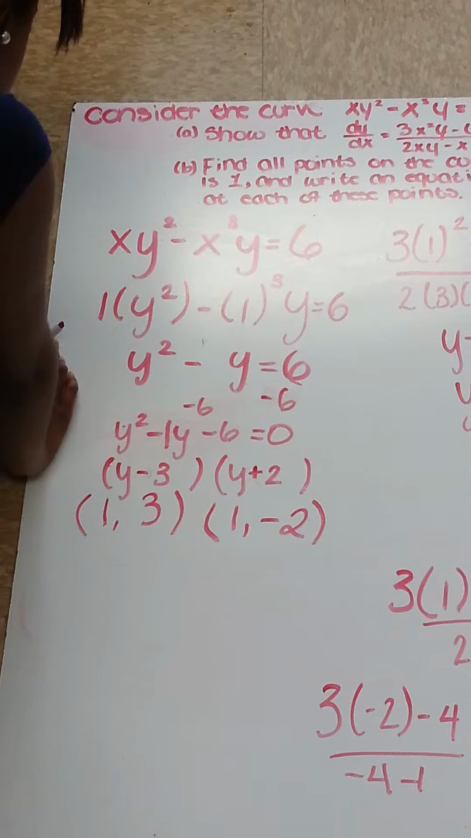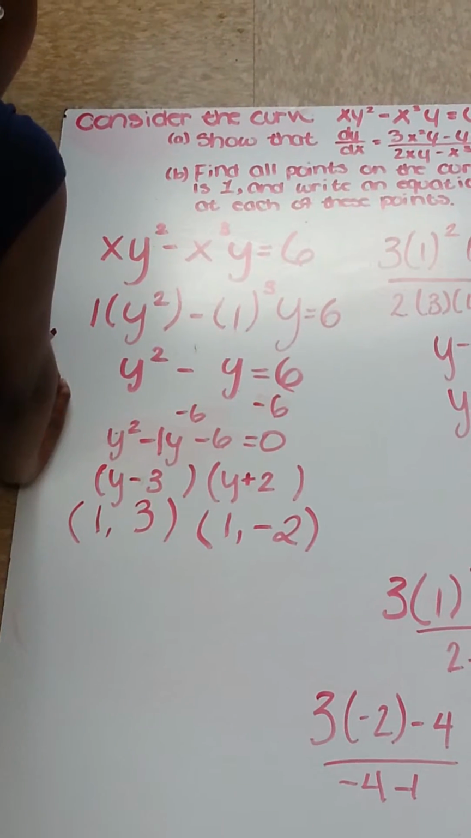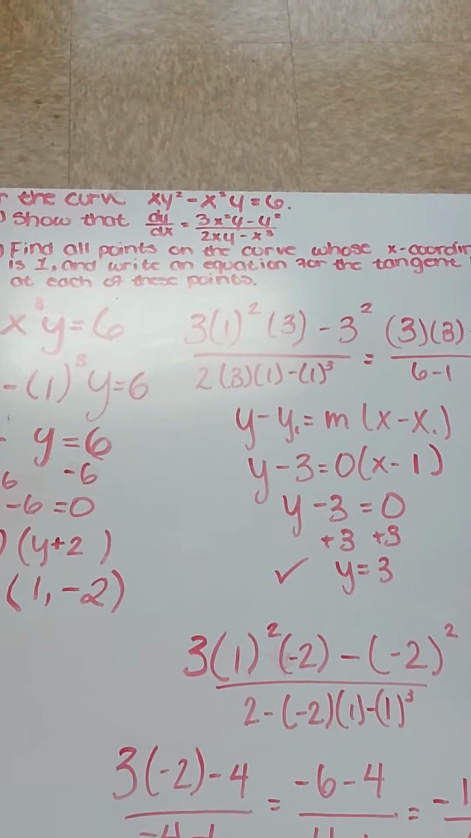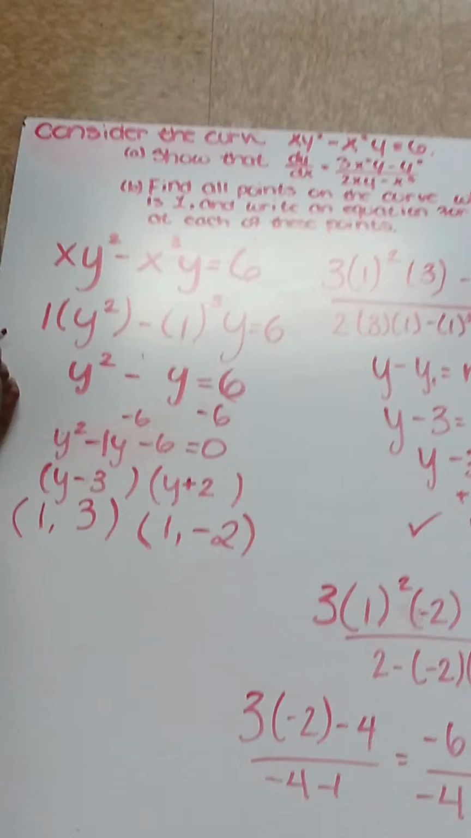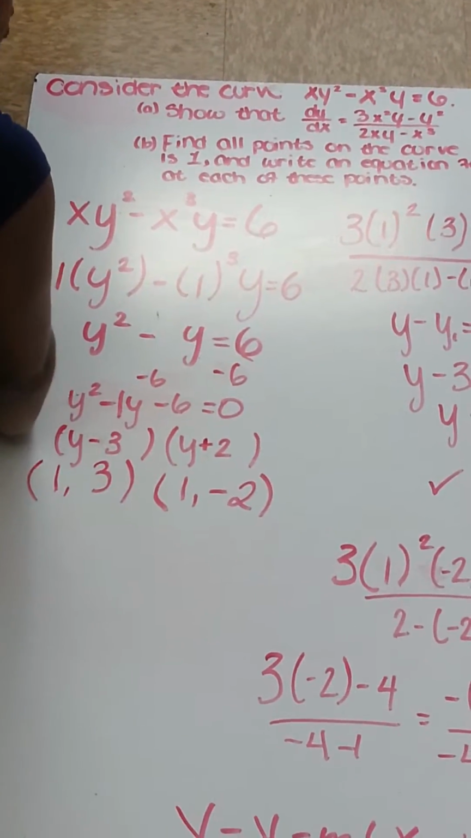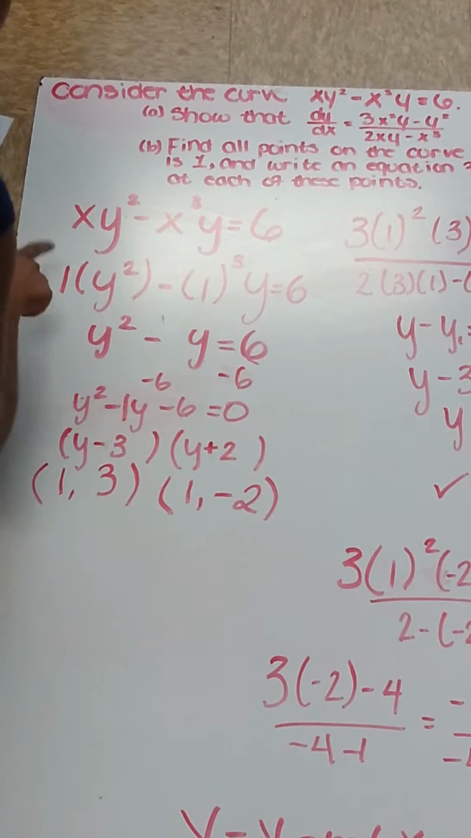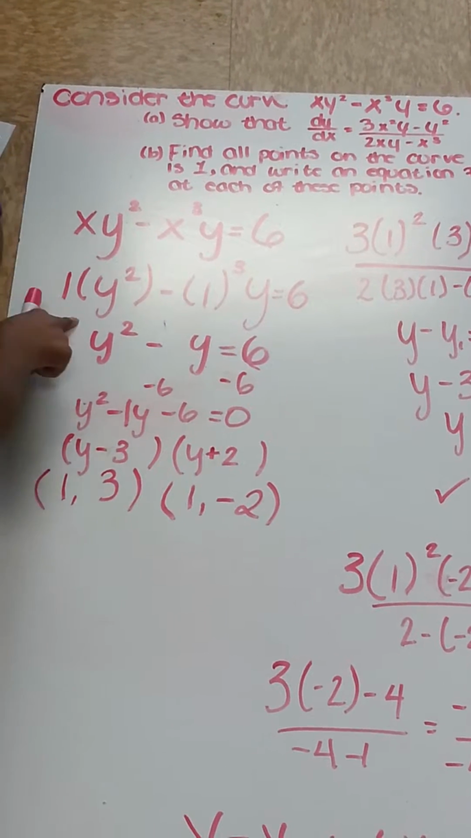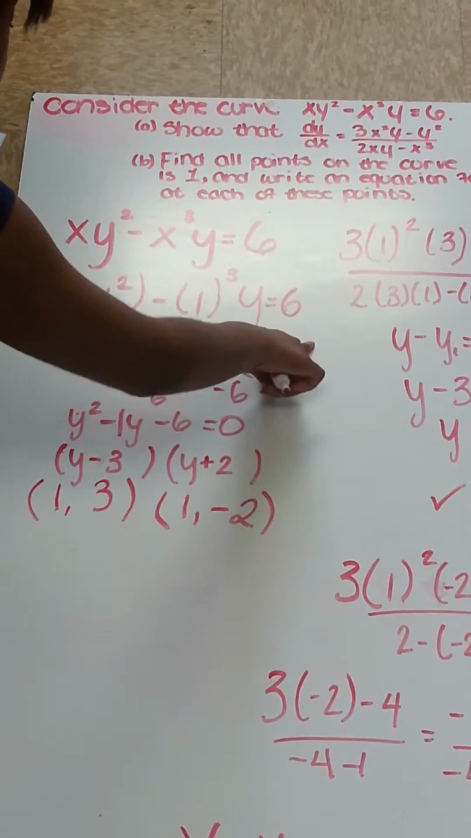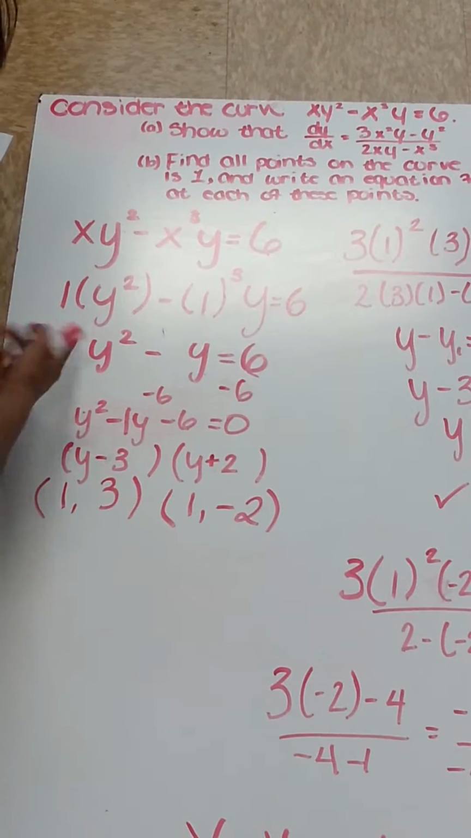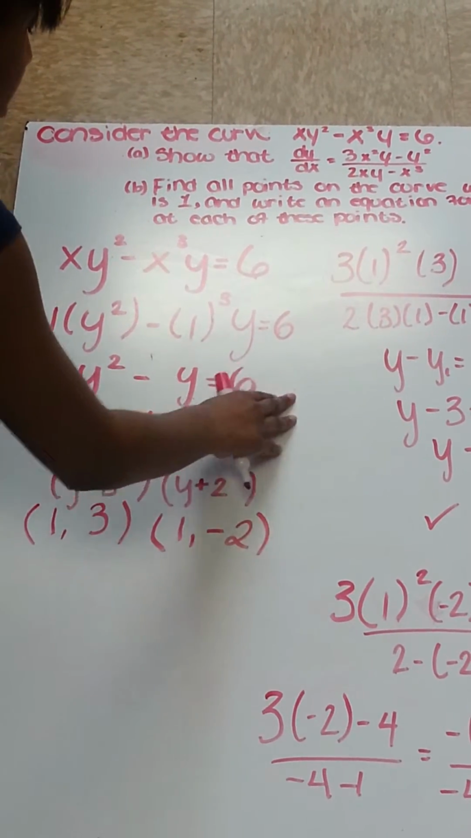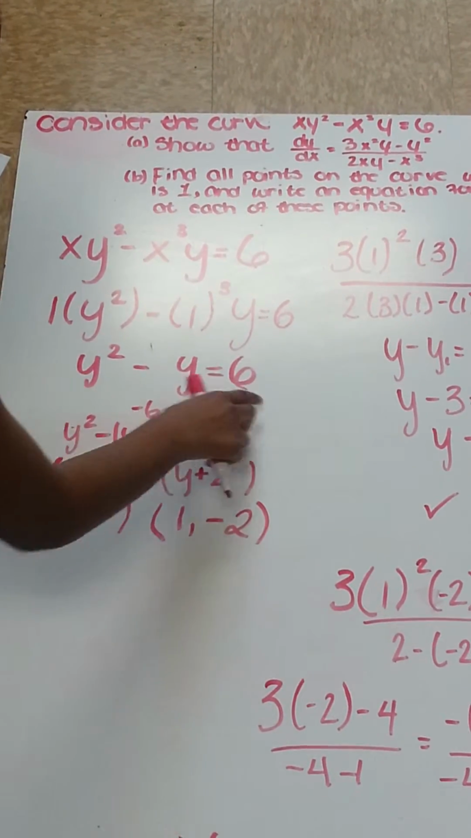Sure. Go. Okay, so letter B says, find all points on the curve whose x-coordinate is 1 and write an equation for the tangent line at each of these points. Alright, with this problem, you start with your original equation. Since it says whose x-coordinate is 1, first you have to sub 1 in for x. So once you sub 1 in, you're going to have 1 times y squared minus 1 cubed y equals 6. So 1 times y squared is y squared, and then 1 cubed is just 1, so it's just y, equals 6.